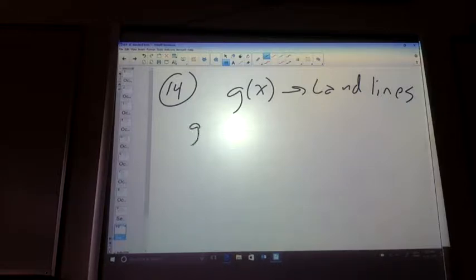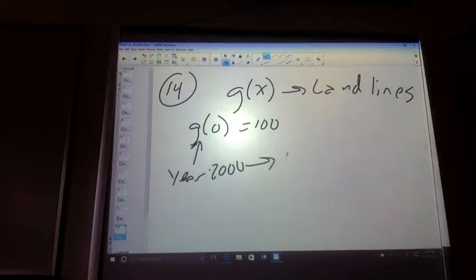So g at 0 equals 100. Okay? Well, g at 0 means the very first year, the year 2000. In the year 2000, because that's when this started, you will have 100 friends that will still have a landline. Okay? Is this real data? I don't know. It's just made up.